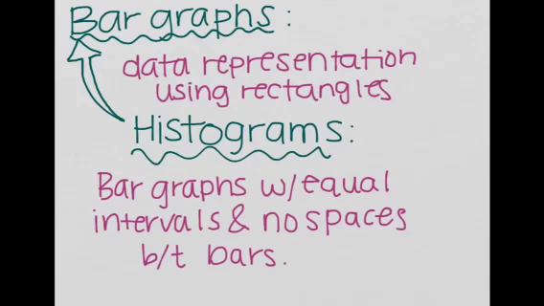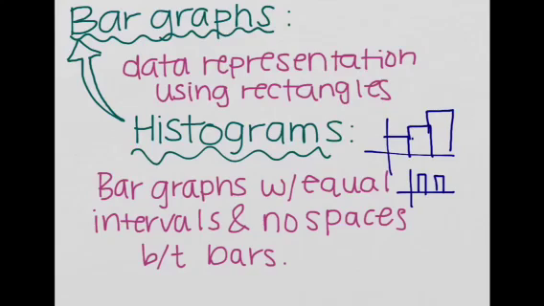Now let's move on to bar graphs and histograms. So bar graphs are basically data representation using rectangles. Histograms are a specific type of bar graphs with equal intervals and no spaces between the bars. So for example, they'd look something like this. Whereas traditional bar graphs could be like this, but they can't have spaces.